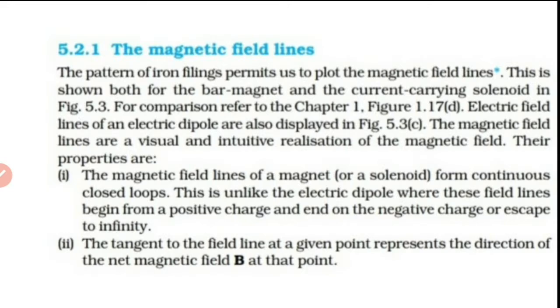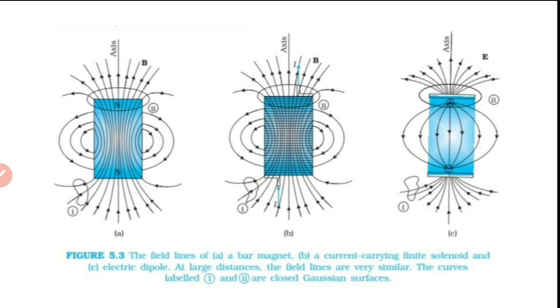Today we are discussing an important topic, that is magnetic field lines. Here we have a comparison between a solenoid and a bar magnet. It is experimentally proven that the field lines due to a bar magnet and a solenoid resemble each other.